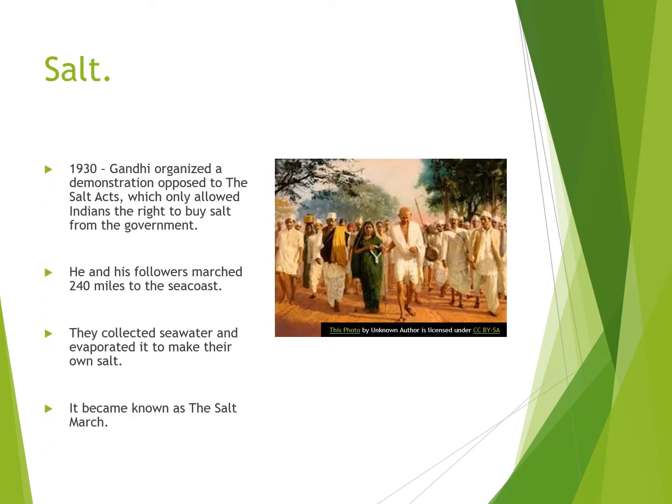In 1930, Gandhi organized a demonstration opposed to the Salt Acts. The Salt Acts only allowed Indians to buy salt from the British government, which means you're forcing people to buy something that might be a higher price or maybe not the same quality. So he and his followers marched 240 miles to the seacoast.